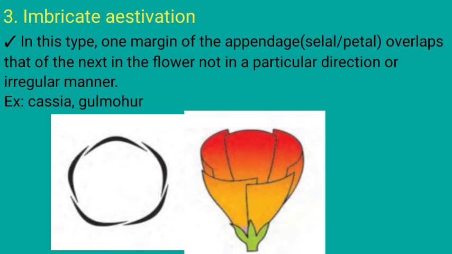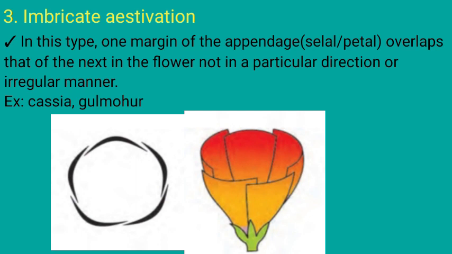The next one, imbricate estivation. In this type, one margin of the appendage, either sepal or petal, overlaps that of the next in the flower, not in a particular direction, which means in an irregular manner. Example, cassia and gulmohar. Let's see the diagrammatic representation. Sepal or petal margins or ends overlap each other but not in a particular direction. They appear in an irregular manner.